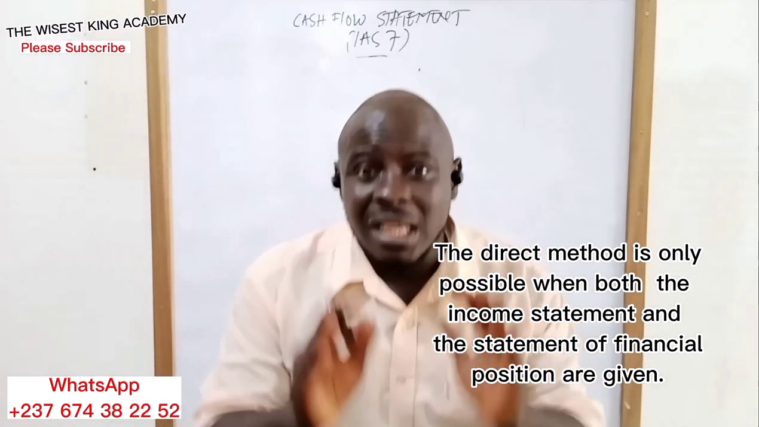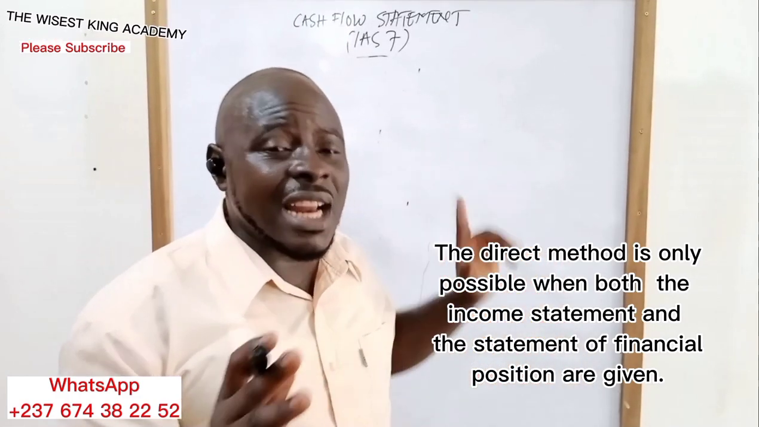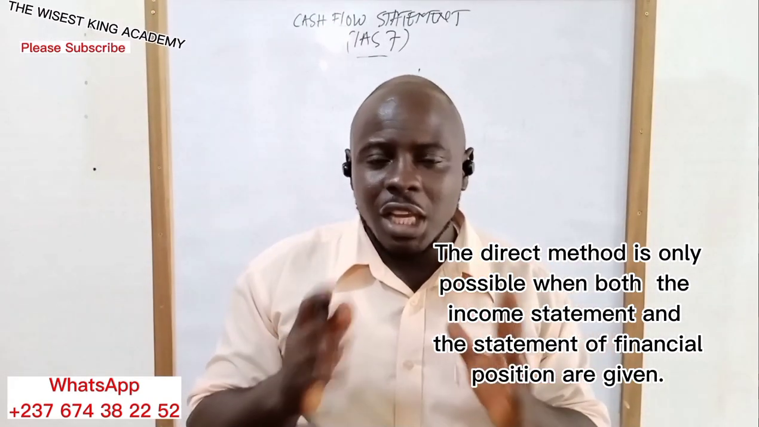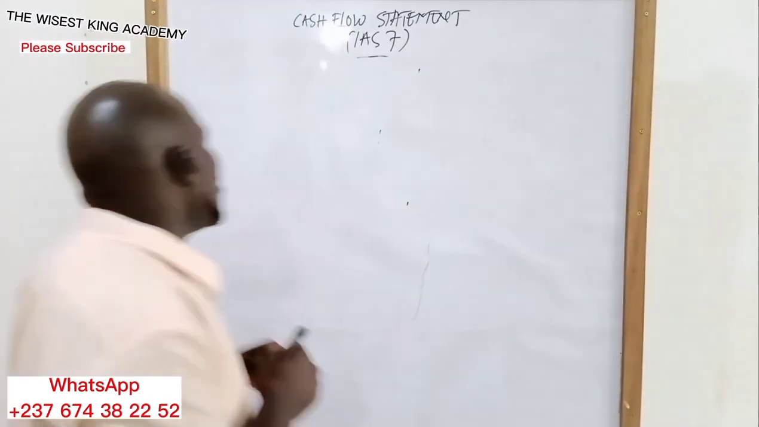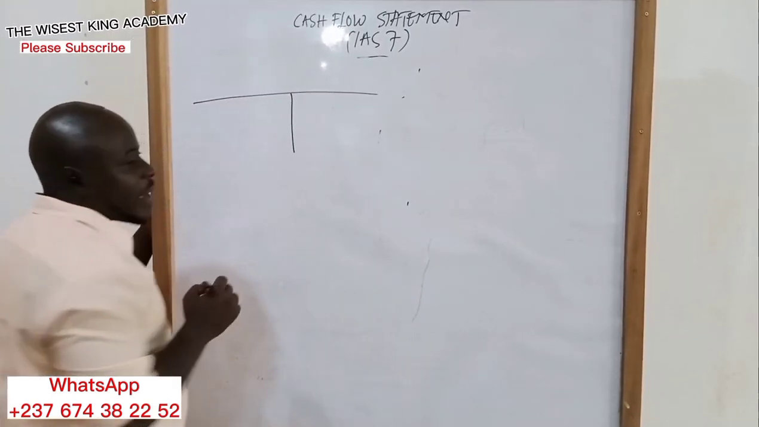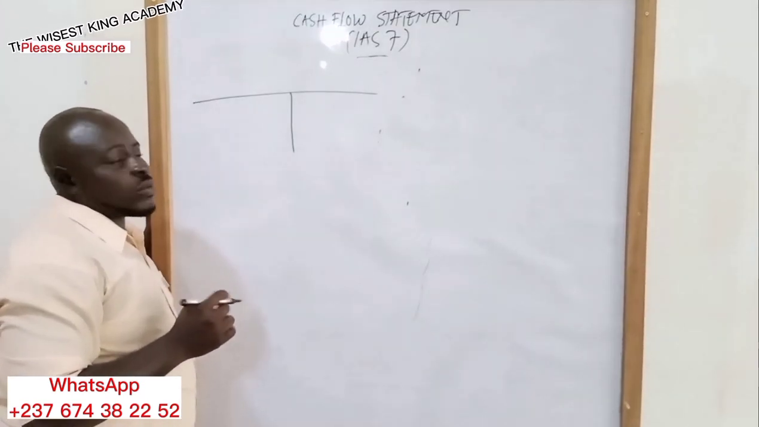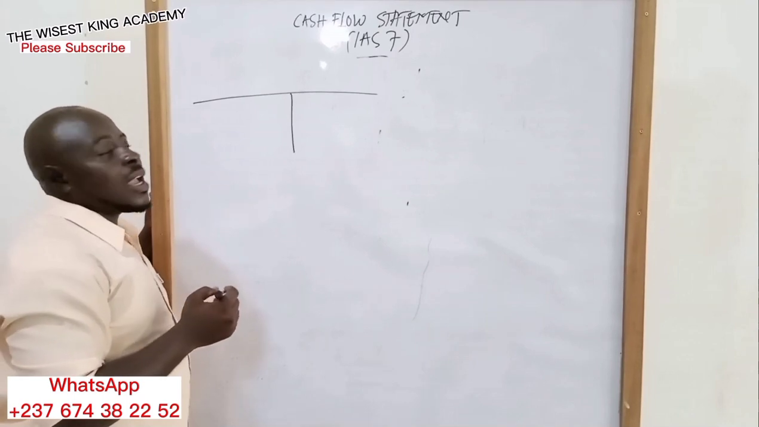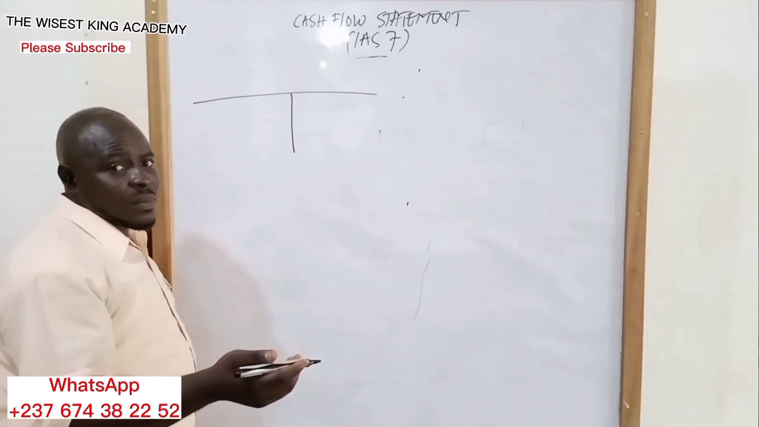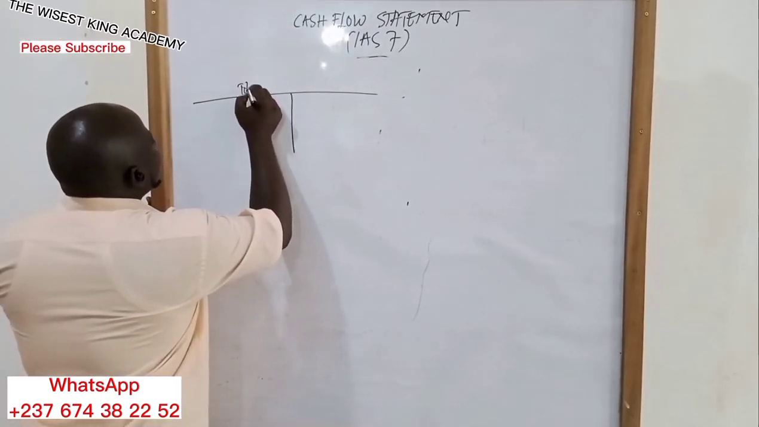I repeat, it is impossible to prepare the cash flow statement using the direct method simply because you have inadequate, insufficient information. Okay, we are under the direct method. Now look at this. We said the information used to prepare the cash flow statement using the direct method, precisely the operating activity, can be seen on the face of the financial statement, or extracted using control accounts. So the first thing we'll do here is the total debtors account.